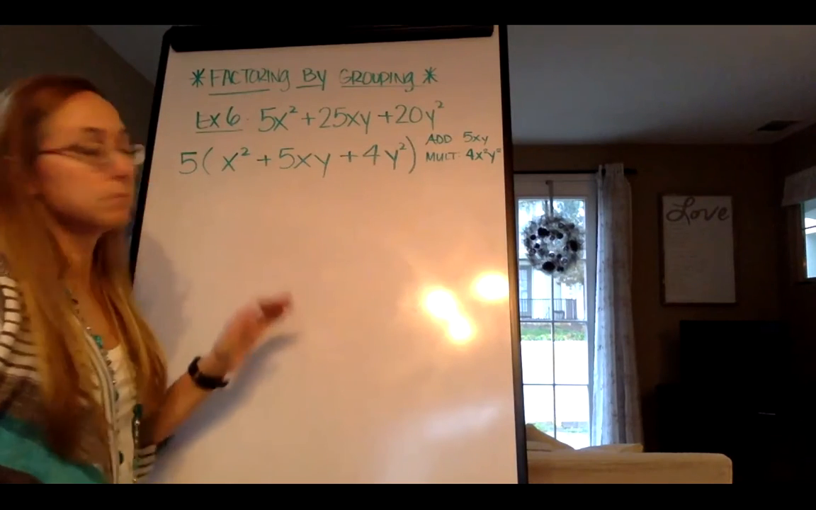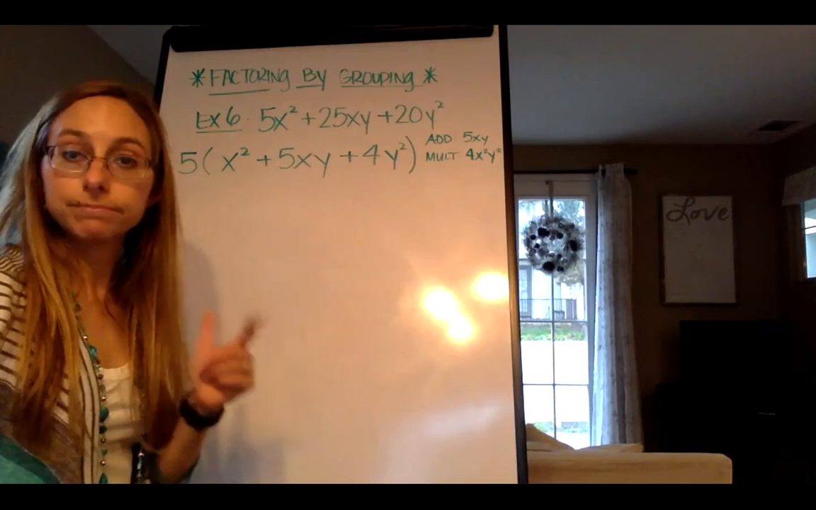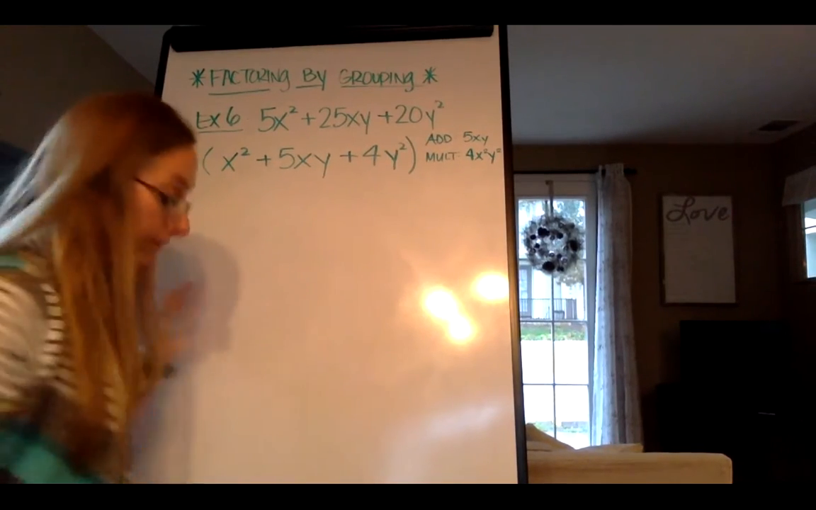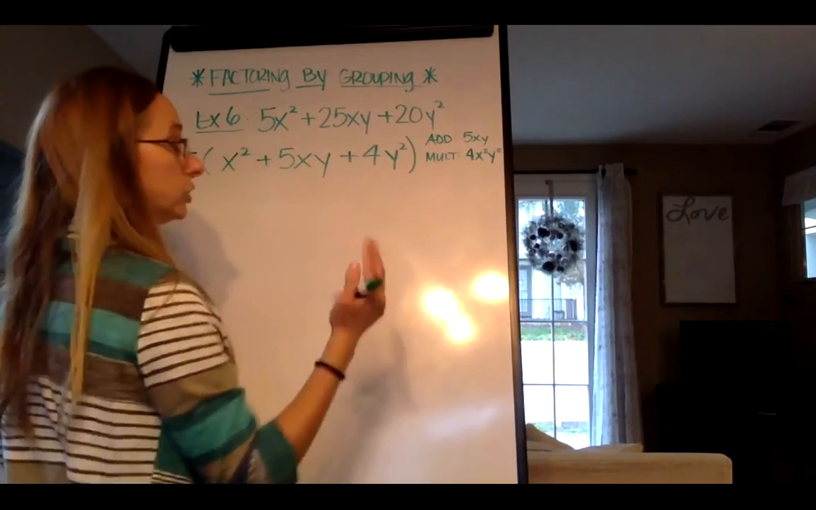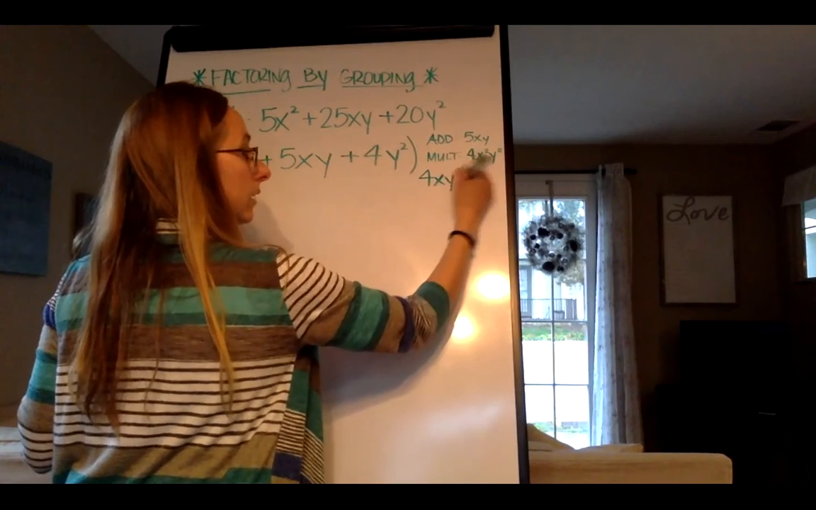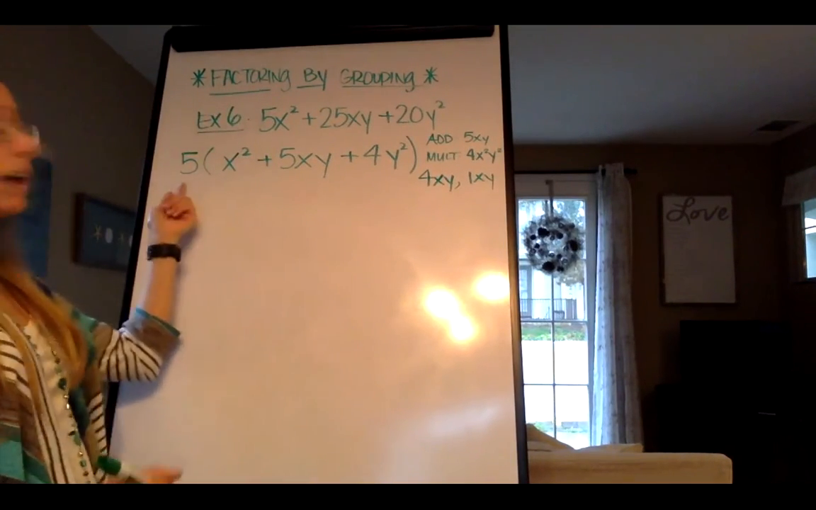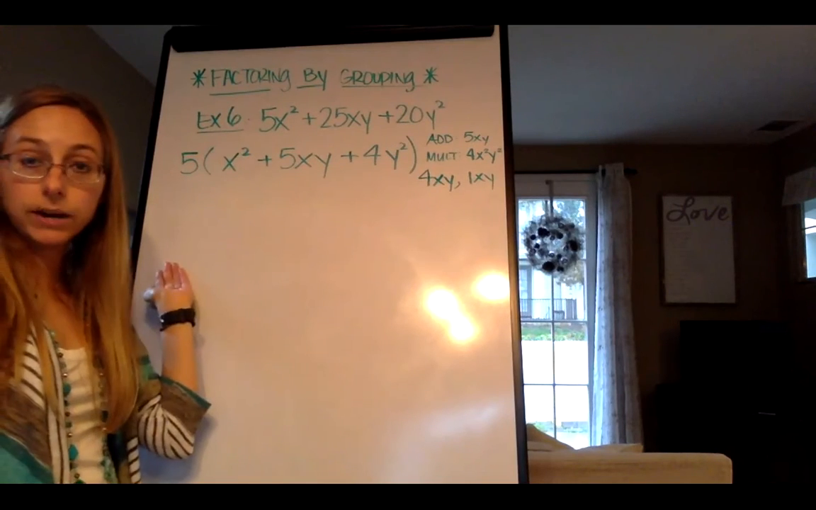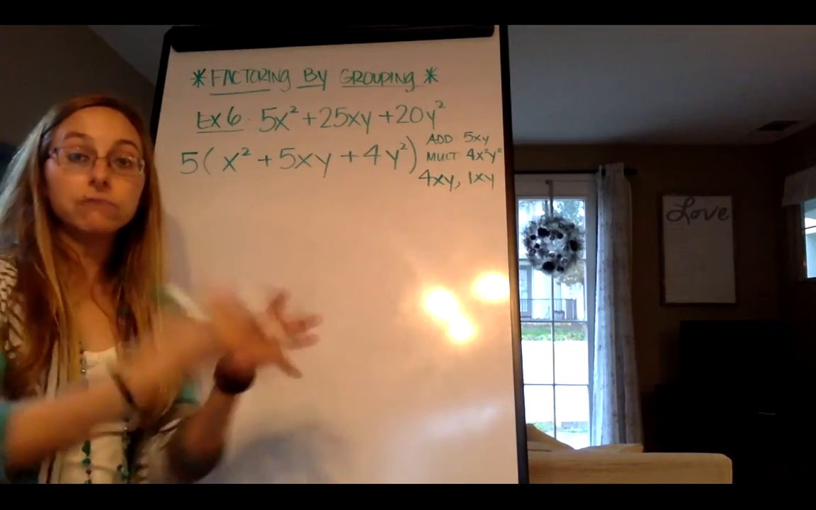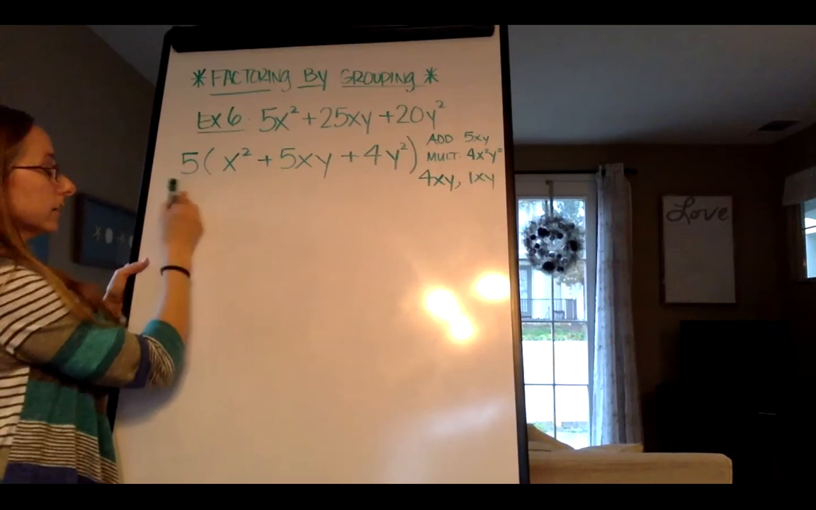So two numbers that multiply to 4: 2 and 2 can't get a 5, but 4 and 1. 4 times 1 is 4, and 4 plus 1 is 5. So our two terms are going to be 4xy and 1xy. The 5 on the outside comes along for the ride. It just hangs out on the outside because we already factored it out.